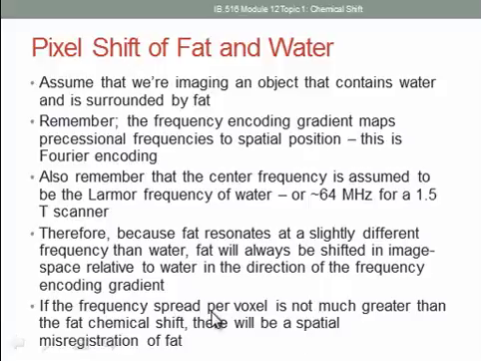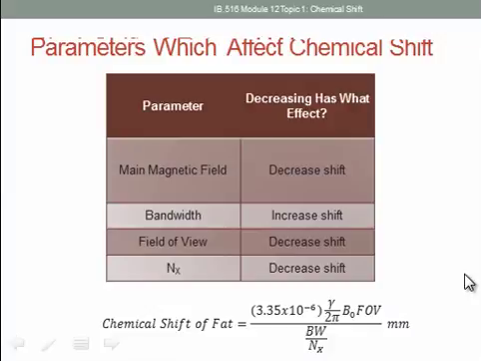So this frequency spread per voxel that we talked about in the last slide, this bandwidth per pixel, is very important, and it is one of the parameters that determines whether or not you actually see a physical manifestation of the fat shifting relative to water. So the chemical shift of fat, the actual physical shift in millimeters, can be given by this equation. And from this you can easily deduce what happens. For example, if you decrease the magnetic field, you'll decrease the shift. If you decrease the bandwidth, you'll increase the shift. If you decrease the field of view, you'll decrease the shift. And if you decrease the number of pixels in the x direction, you'll decrease the shift.